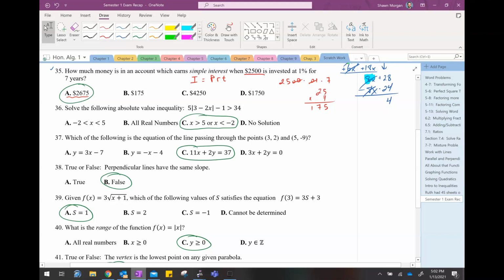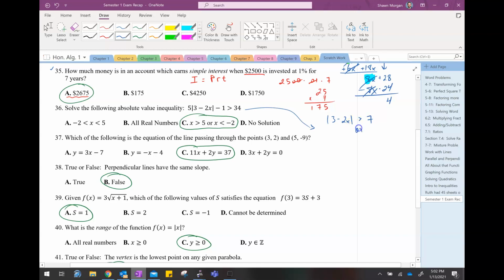Now, number 36 says solve absolute value inequality. First thing I want to do down here is get the absolute value by itself. So if I add 1 to both sides and divide by 5, I get absolute value of 3 minus 2x, and then greater than, so I didn't divide by or multiply by any negatives. Adding 1 makes 35, divide by 5 makes 7. And so what I've got now is a greater than.